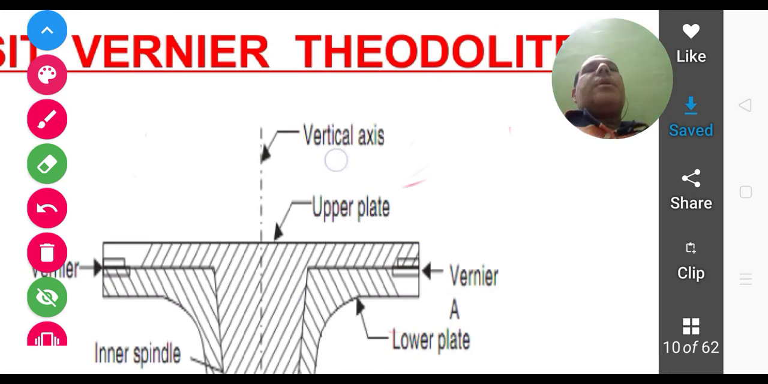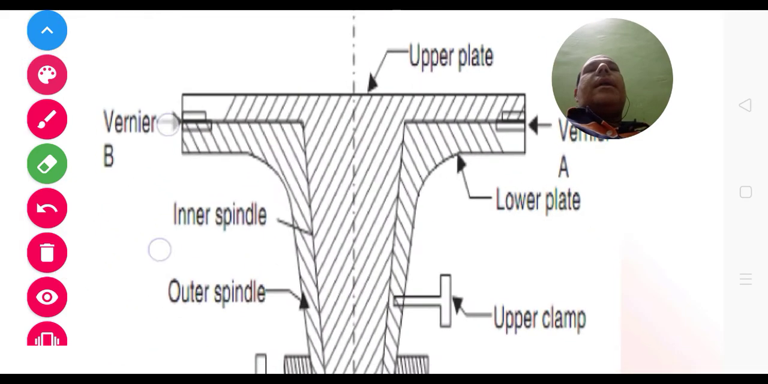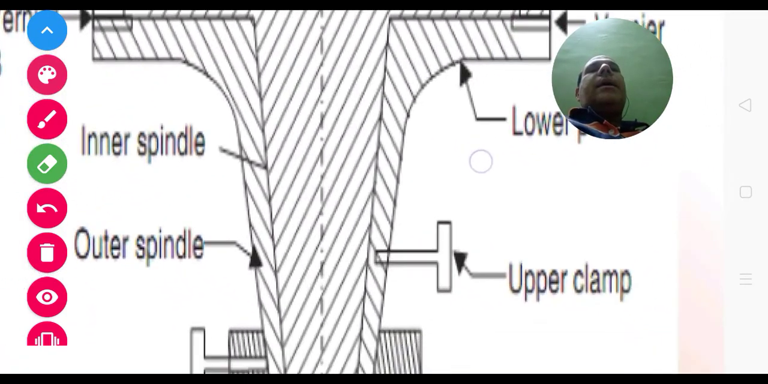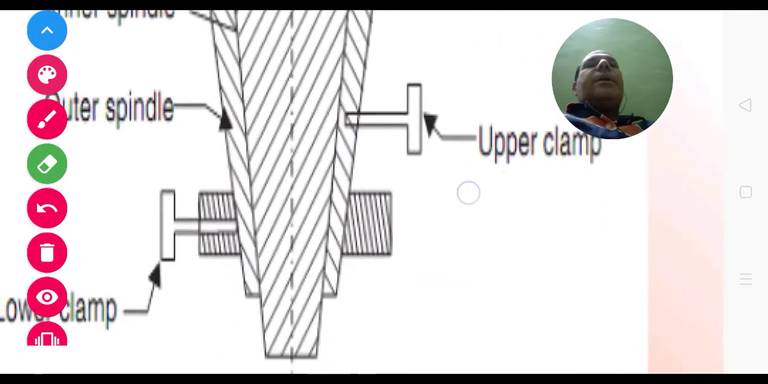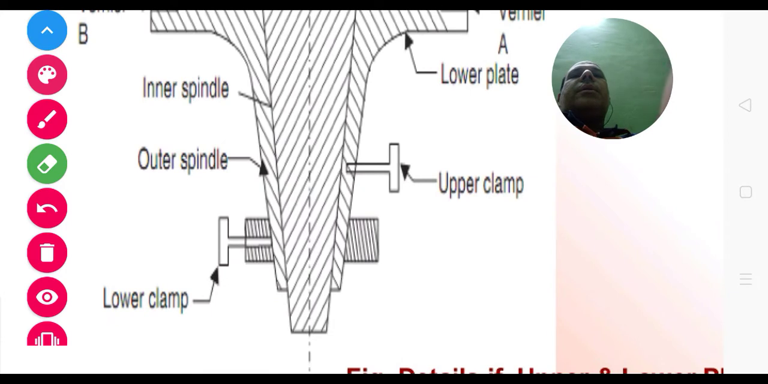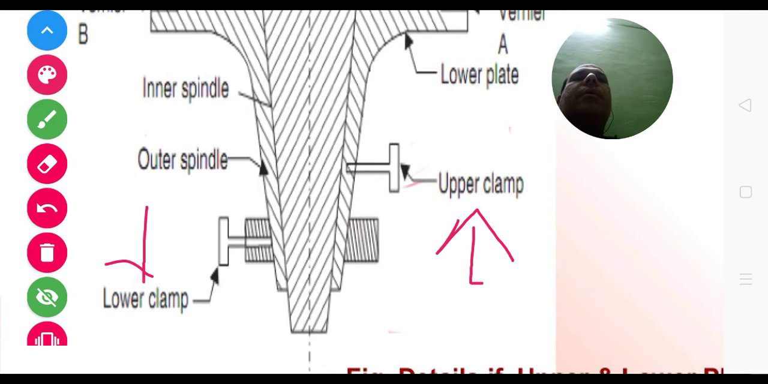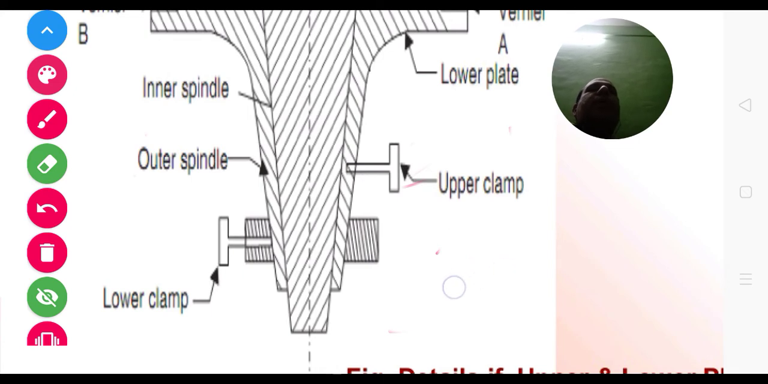You can see in the picture here also the vertical axis, the vernier A, vernier B, inner spindle and outer spindle, and these are the two main screws. These are the two main screws which are here, that is the upper clamping screw, and this is another one here, the lower clamping screw. To start or stop the rotation of your vernier scale, these two screws are very important for the theodolite.